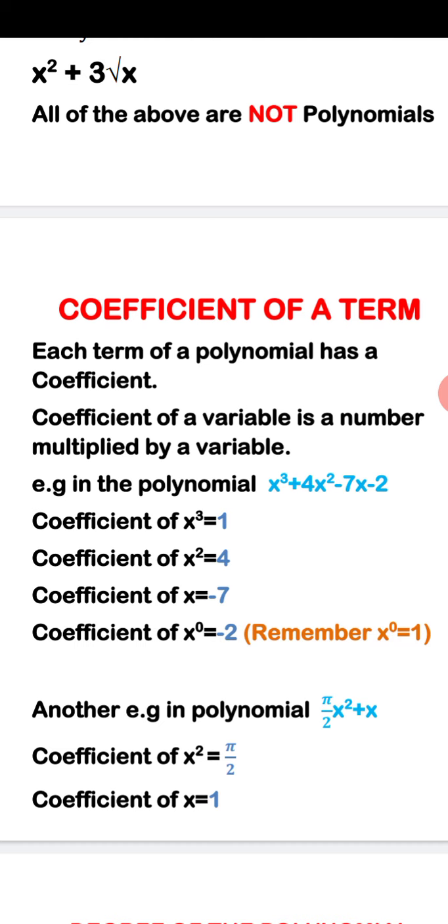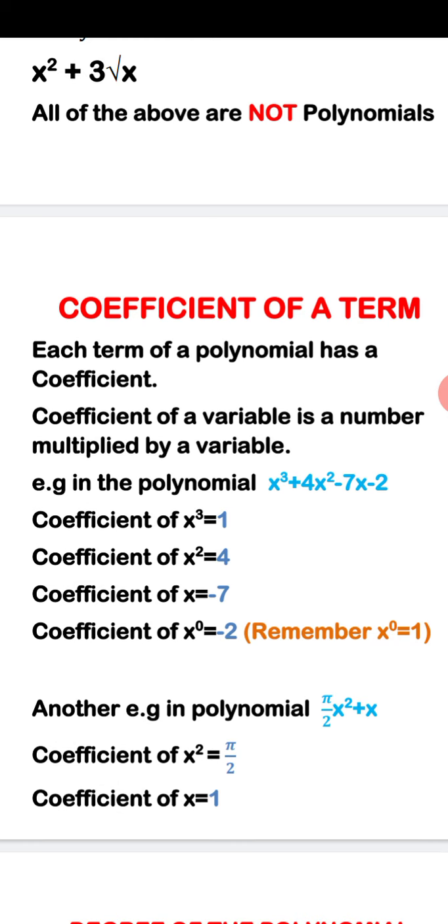Now, in the first term, the coefficient of x cube is 1 since it is getting multiplied by 1. Coefficient of x square here is positive 4. Coefficient of x is minus 7. And coefficient of x raised to power 0 is minus 2. You can see minus 2 is a constant term. So it has 1 with it and 1 means x raised to the power 0.